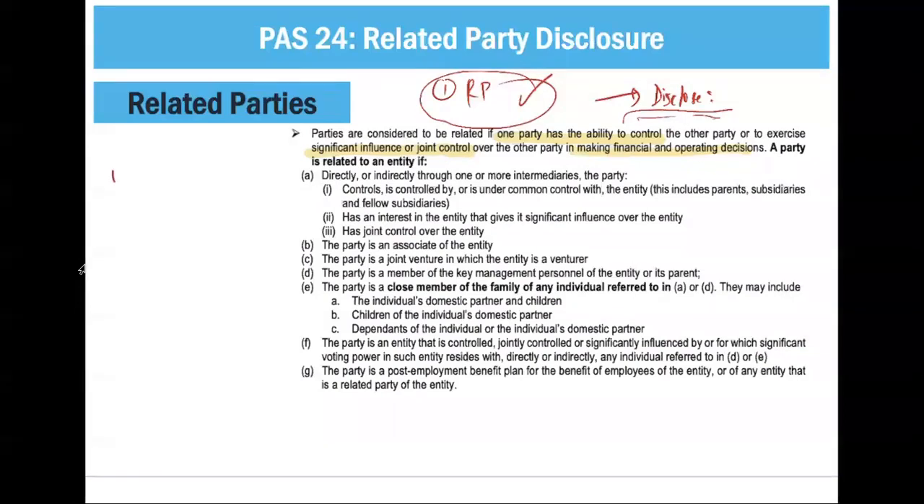So we have here one entity and we have the second entity. So either entity 1 controls or has an influence over entity 2, or entity 2 has control, influence, or joint control over entity 1.